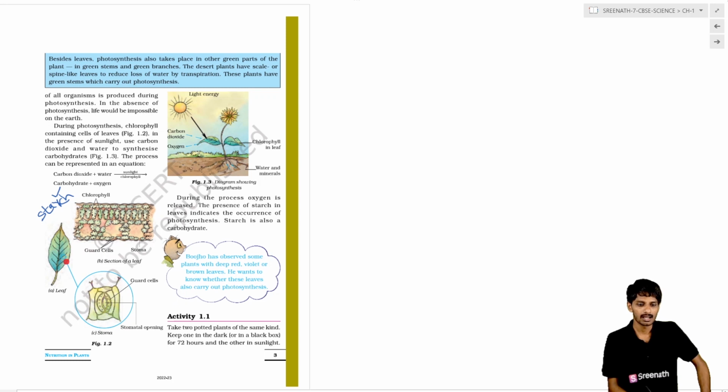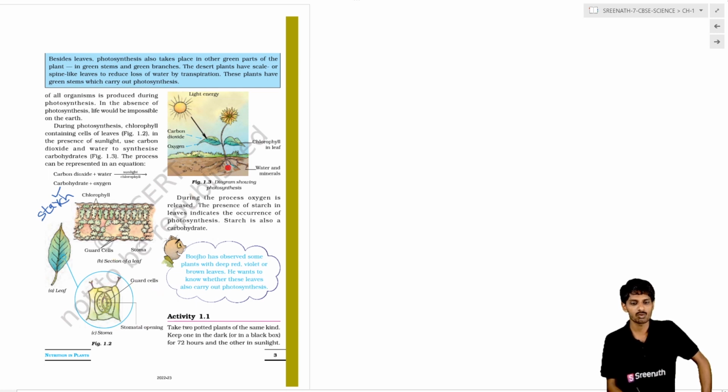Okay, this is the leaf. There is another picture. This is a small hole called stomata, and the surroundings are called guard cells. And this is the process of photosynthesis, and these are the cross sections of leaf, chlorophyll, stomata, guard cells.